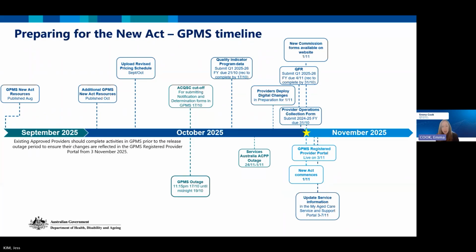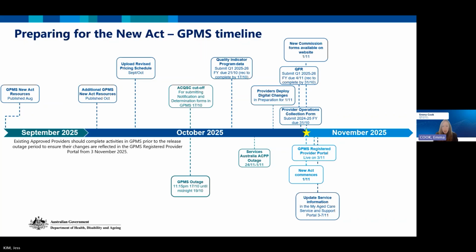So consistent with the earlier item and timeline, you'll see that the September and October upload of a PDF with revised pricing schedules for support at home services is needed in that time frame on the My Aged Care Service and Support portal. And of course, you'll need to continue to complete your mandatory reporting across things like quality indicators in that submission that will be due from the 1st to the 21st of October, and complete your quarterly financial reporting, which is also due, and we would ask that you complete that in the month of October to avoid any attempt to submit over that new Act weekend.